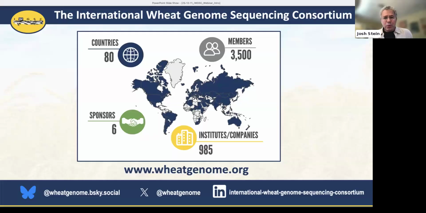We are the International Wheat Genome Sequencing Consortium. We were formed about 20 years ago as a not-for-profit organization, with the goal of getting an international community around building tools and resources for wheat genomics. Currently, we have about 3,500 members from 80 countries and 985 institutes or companies.